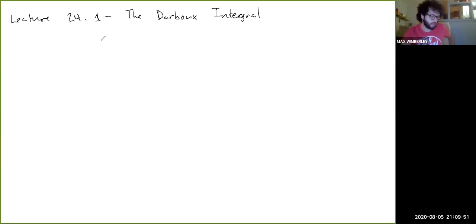But it turns out that that's not really the most elegant formulation, at least of this type of integral. So we're going to first define what they call the Darboux integral, which turns out to be equivalent to the Riemann integral. I'll talk a little bit about the Riemann integral at the end, but for now, we're going to focus on the Darboux integral. This video is going to be mostly devoted to defining it, introducing the necessary notation and then defining the integral.